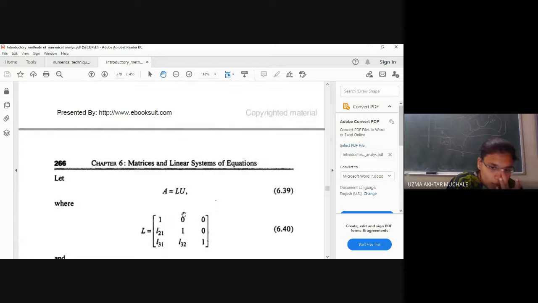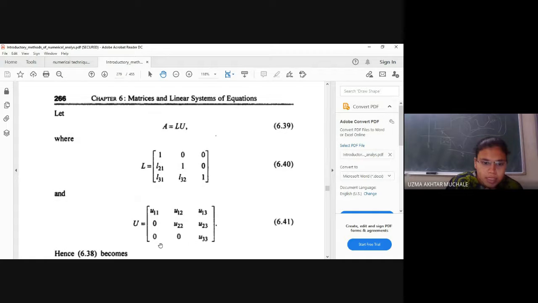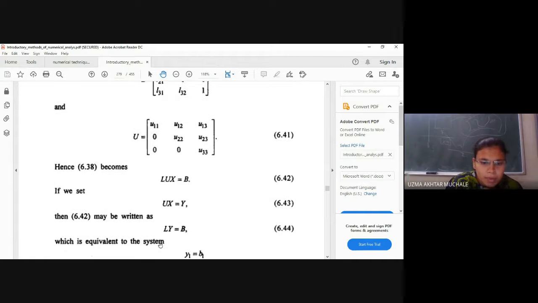Now we assume that A can be split into two matrices, L and U. L is a lower triangular unit matrix, that is, the diagonal elements are 1, the lower entries are some values, and the upper entries are 0. U is upper triangular: it has upper entries and the lower entries are 0. So instead of AX = B, it will be LUX = B. Don't pronounce it 'lux'. It is lower and upper triangular, X and B.